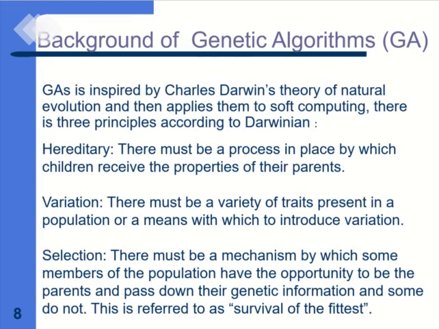It was inspired by Charles Darwin's theory of natural evolution, and there are three principles according to Darwin. The first is heredity, which means that there must be a process for children to receive the properties from their parents. The other principle is variation, where there must be a variation from the parents to the children. And the last principle is selection, that some of the population members will have the opportunity to pass down their genetic information, and some of this population will not be able to.